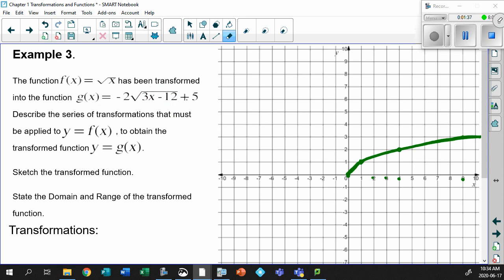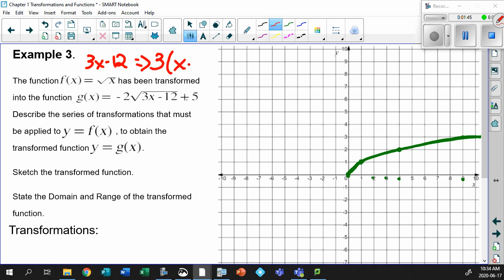Aha! So let's do exactly that. Let's erase this. Let's deal with that guy first. So 3x minus 12, we're going to factor out the 3. That becomes 3 times x minus 4. Now that looks right. So we've got a b value happening here. We've got an h value here, all in the horizontal.